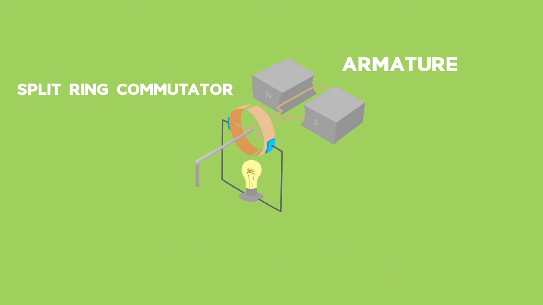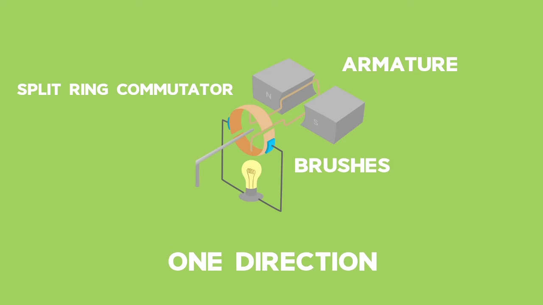The commutator is made from two round pieces of copper held apart and do not touch each other, one on each side of the armature. So the brushes made of carbon only touch a wire that is moving in a single direction. That way the current only flows in one direction. So direct current.